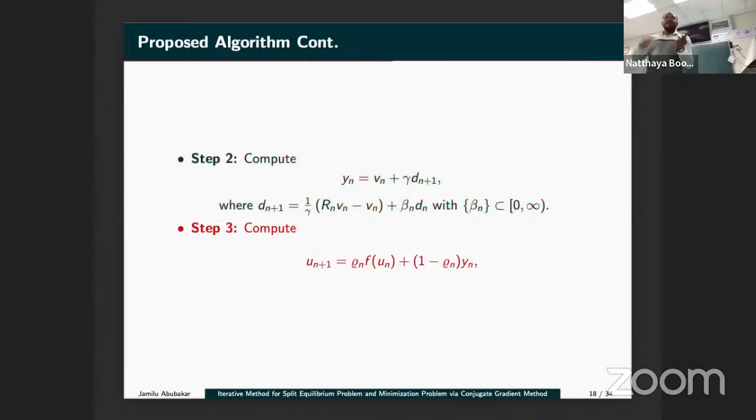That is one of the interesting parts about the algorithm. And also, then we have the viscosity type combination at the end of the day.